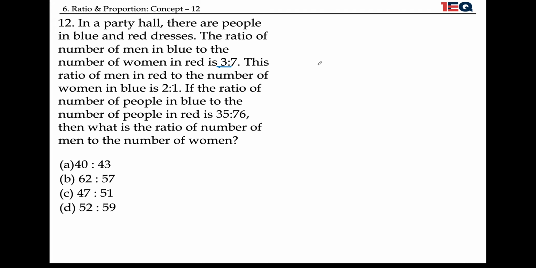Okay, number of men to the number of women. This means that we are talking about branch ratios. So there are men and there are women, and we are talking about dresses. The dresses are blue or red. Similarly, the dresses are blue or red for women as well. The ratio of number of men in blue to the women in red is 3 is to 7. This means blue is 3x and red is 7x.